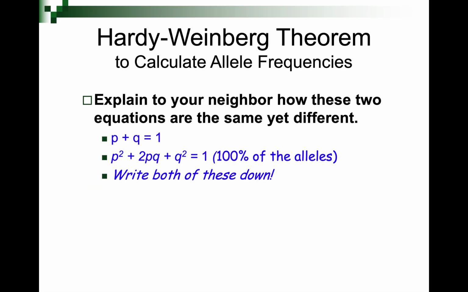So what you need to do now is explain these two equations, how they're the same and different, to yourself, to your significant other, to a roommate, whoever's around you. Grab them and explain this. If there's no one around you, you can do it to yourself. And then also write these equations down. Okay? All right, hit the pause button, find somebody or yourself, and explain.